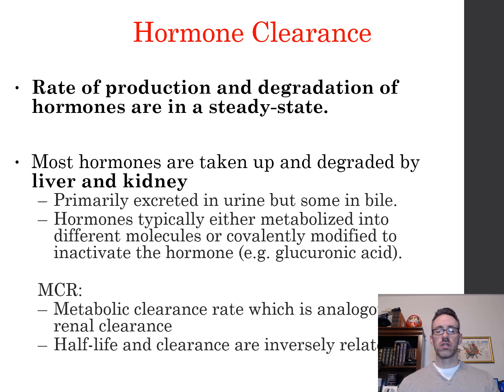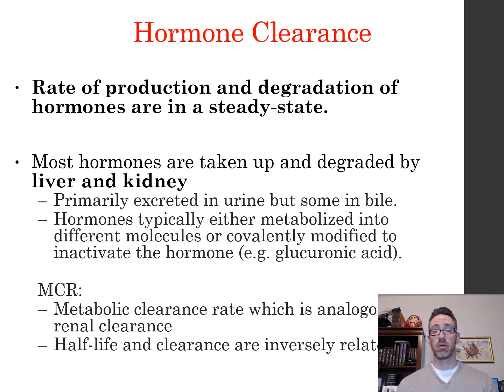Hormones will typically either be metabolized into different molecules. So you take whatever hormone it is and break it down into totally different molecules that get excreted, let's say, in the urine. Those would be metabolites of that particular hormone. In some cases, instead of metabolizing the hormone into component parts, you might just modify it by covalently linking it to another molecule to inactivate the hormone.